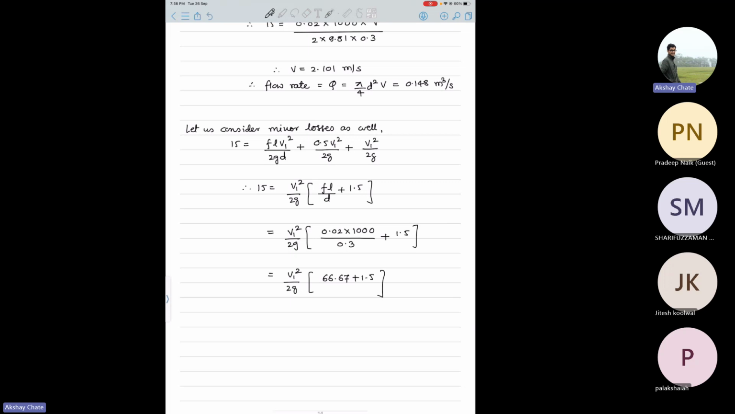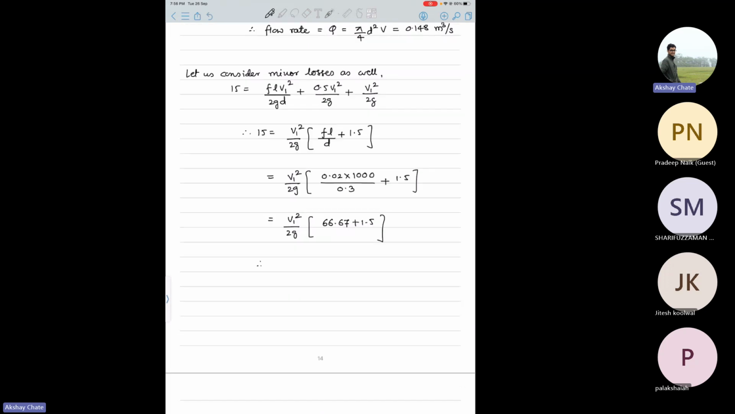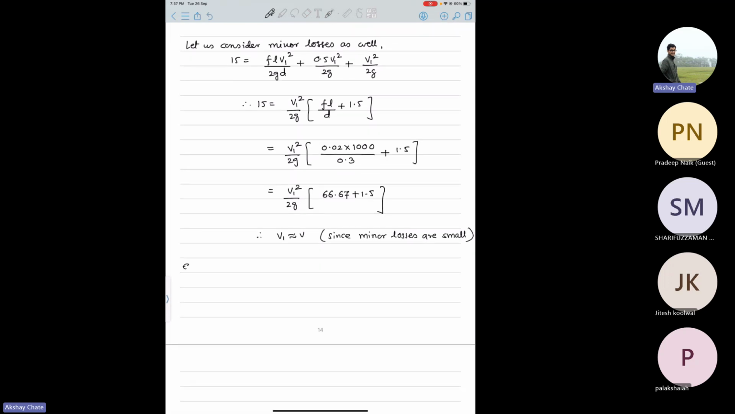So the point that I was trying to make earlier is, see, the contribution due to the fLV²/2gD term is about 45 times more than the 1.5 term. So basically, minor losses are very negligible. If you do the calculation, you will get V1 approximately the same as V, because minor losses are small. So that is one point that we figured out: the reason why they are called minor losses is because when the length is too long and the diameter is too small, for such pipes, the fLV²/2gD term becomes more dominant than the minor loss terms. Then there is a second part to this question, which is relevant to our discussion.